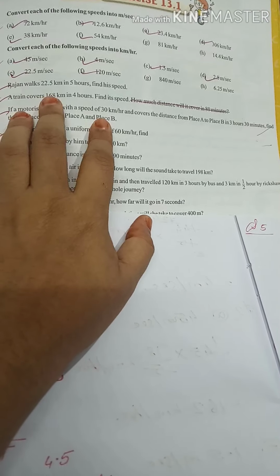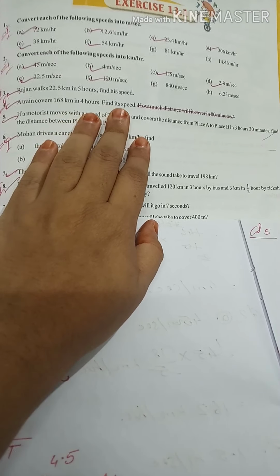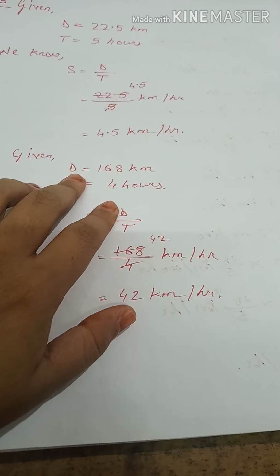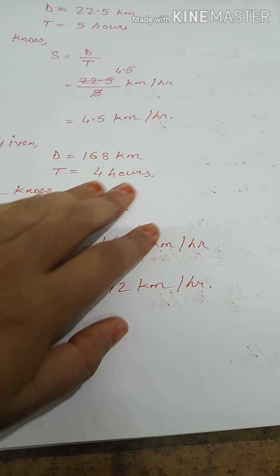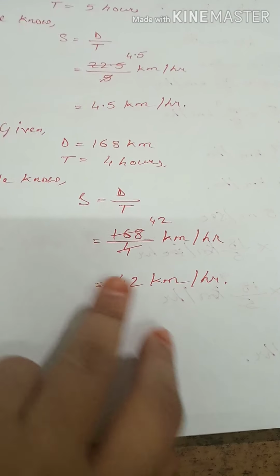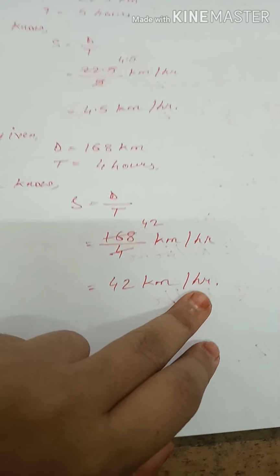Next comes question number 4. A train covers 168 kilometer in 4 hours. Find its speed. So this is distance, this is time. Same thing here also. I have written, given d equals 168 kilometer, t is 4 hours. So I have applied the formula s equals d by t. I have put the values and then I have got the answer 42 kilometer per hour.